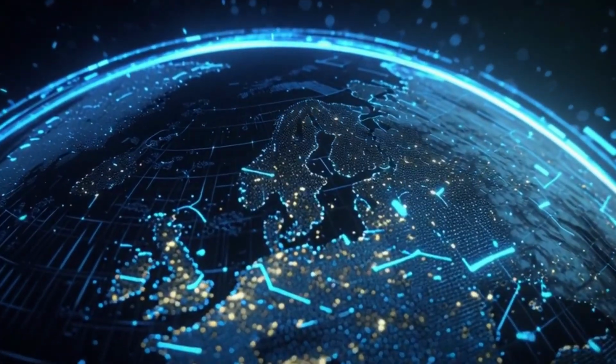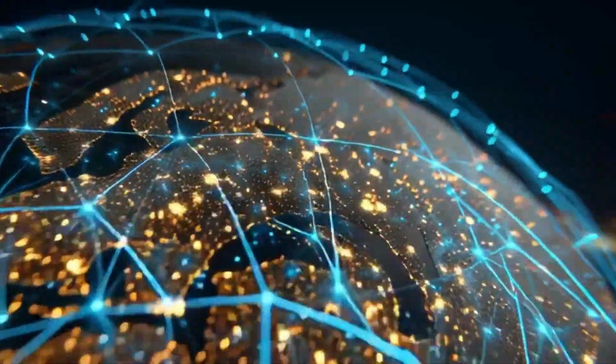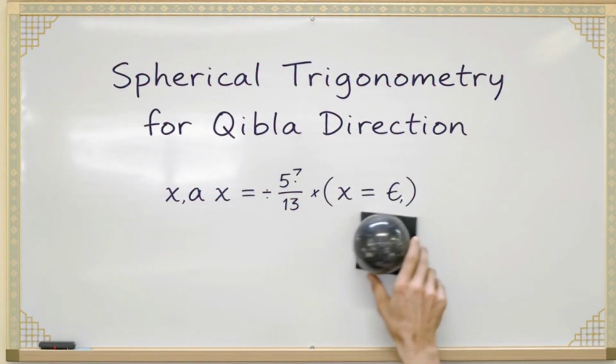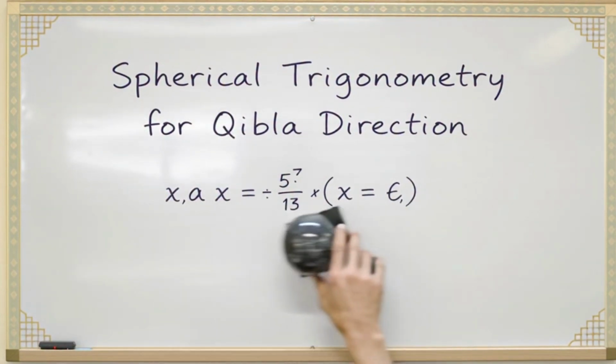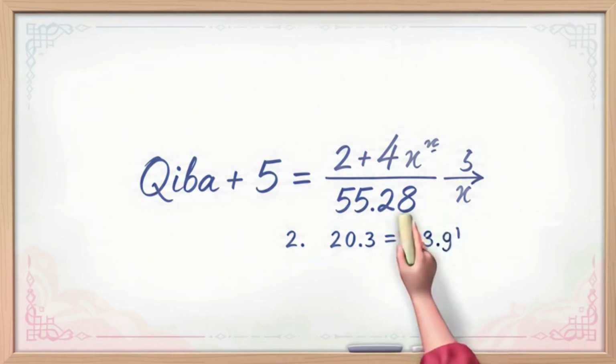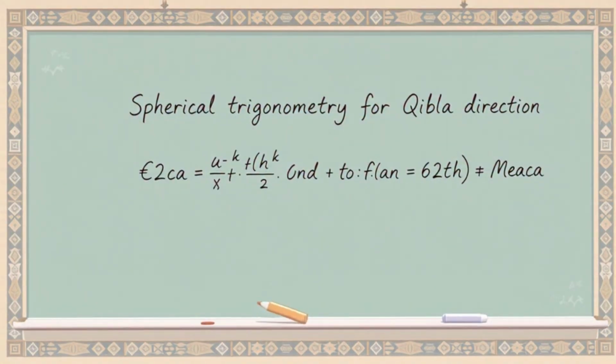First, let's get the basics. To calculate Qibla, you only need 3 numbers: your latitude, your longitude, and the fixed coordinates of the Kaaba in Mecca, which are 21.4225 degrees north and 39.8262 degrees east. That's it. Everything else is math.